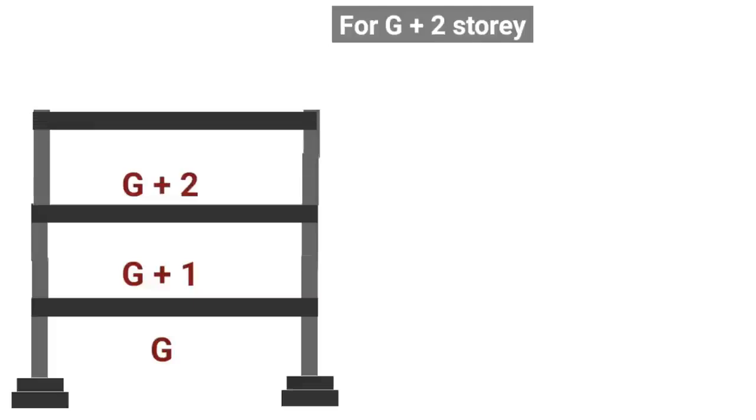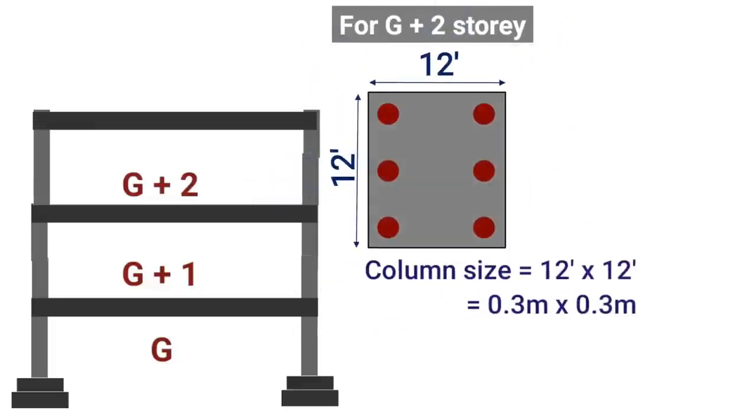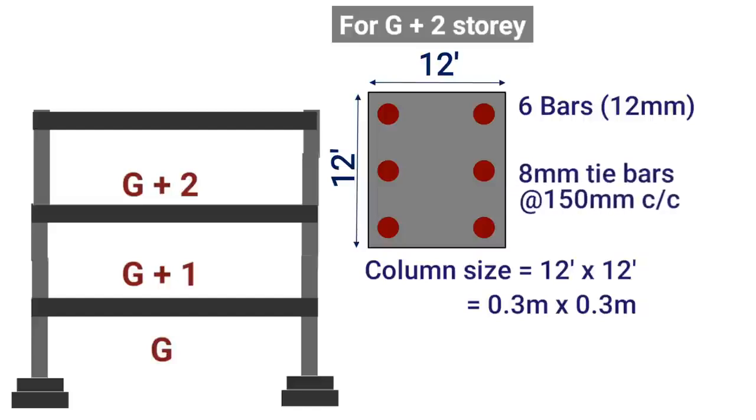For G plus 2 story, the column size should be taken as 12 inches into 12 inches or simply 0.3 meter into 0.3 meter. And we should provide a minimum of 6 number of steel bars of minimum dia 12 mm plus tie bars of size 8 mm spaced at 150 mm center to center.